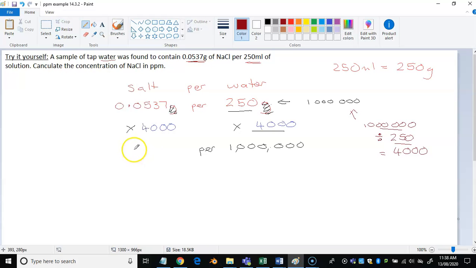And we get 214.8 per 1 million, so the answer is equal to 214.8 parts per million, and I guess we should put NaCl after that, which I forgot to do in the previous one. All right, there it is. Parts per million, pretty straightforward. Parts per billion is exactly the same, except you've got another extra times by 1,000 because there's another 3 zeros. Otherwise, that's exactly the same. All right.